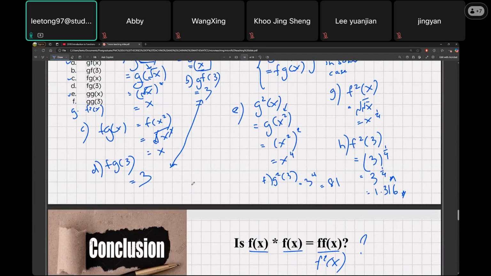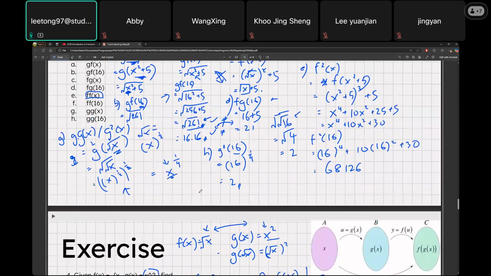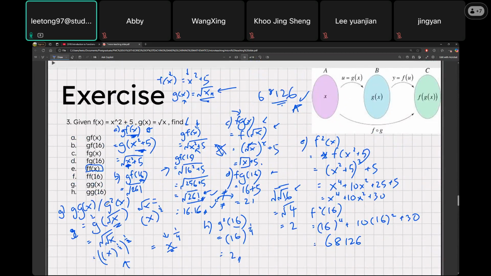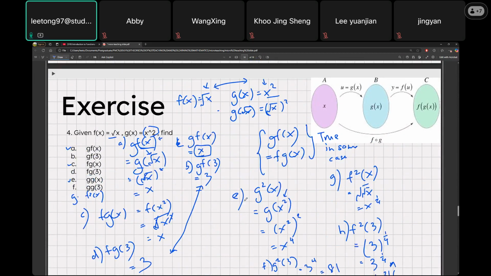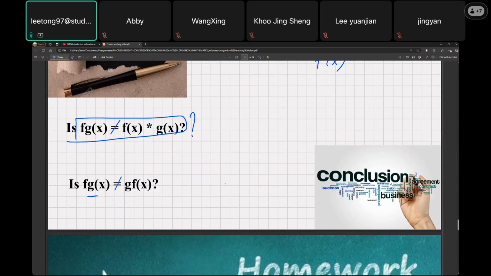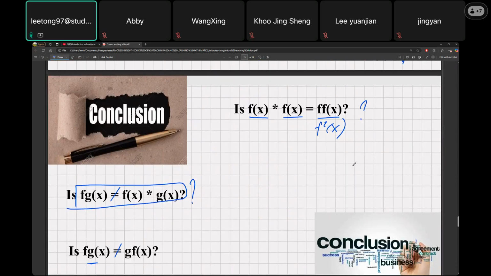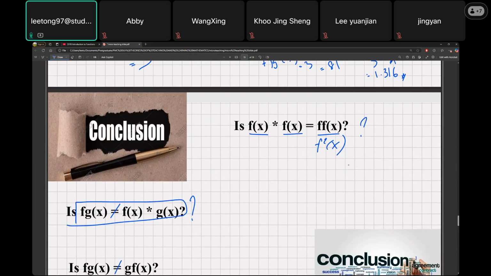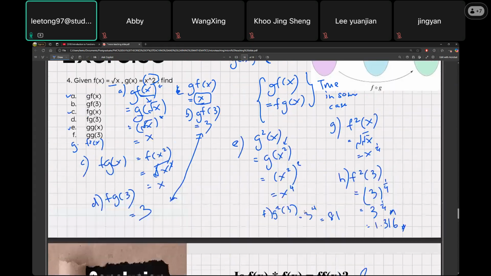How about this FGX and GFX? Yeah, they are also not equal. Right? Also not equal. So how about this f square x? Fx multiplied by fx is fx square, right? Is this equal to this f square x? We'll look at an example from here.